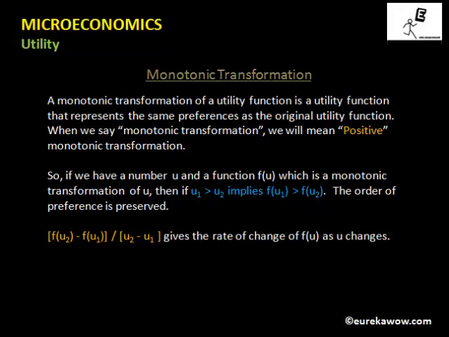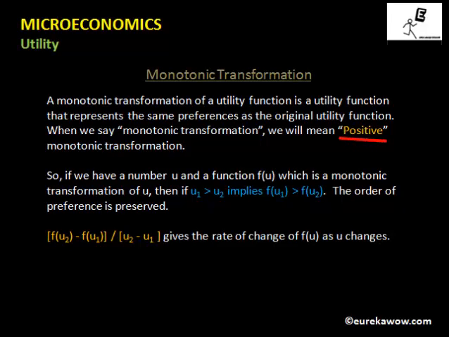A monotonic transformation of a utility function is a utility function that represents the same preferences as the original utility function. So the preference or the ranking of the bundle won't change when we take the monotonic transformation. When I talk about monotonic transformation, what I mean is positive monotonic transformation, because if we take a negative monotonic transformation, then the results will be just the opposite of what is desired.